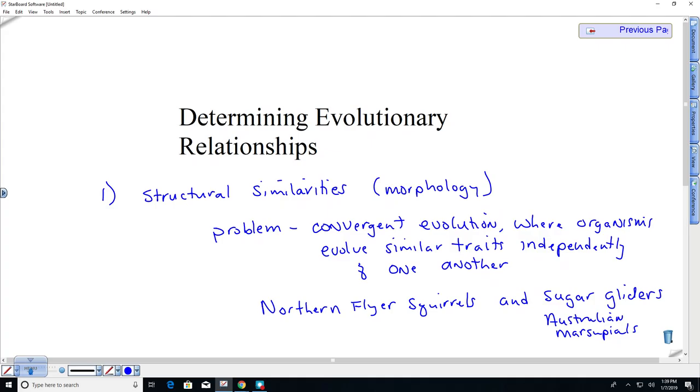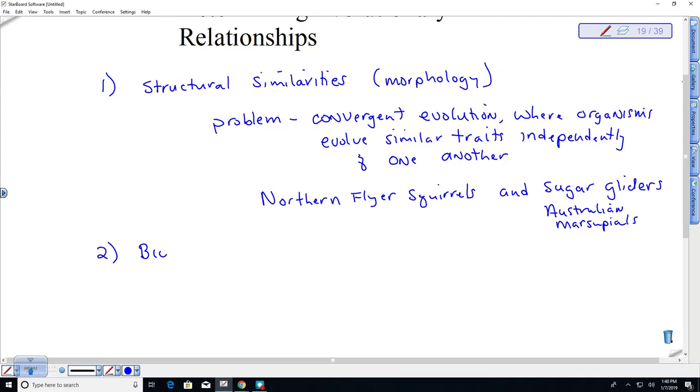So one way that we can determine relationships is by looking at biogeography. So this is the distribution of organisms in the environment.